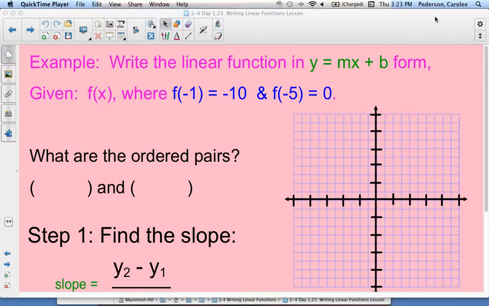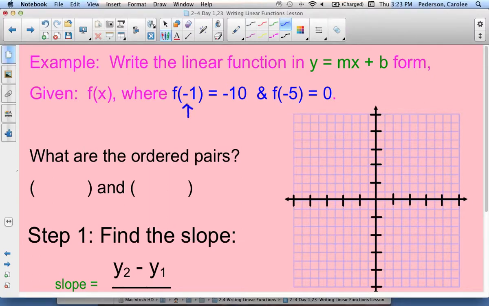Here's an example where we give you a domain and a range, and we want you to graph this set of ordered pairs. So in this first piece, f of -1, this represents the domain, so you're evaluating f of -1, and what you get out is the range. So this is your first set of ordered pairs, -1, -10.